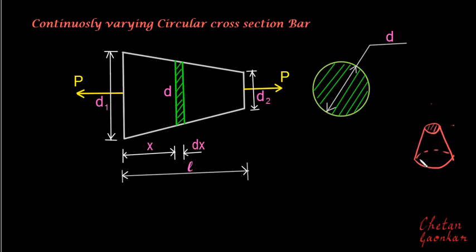So let this diameter be D1 and let this diameter be D2, and its two-dimensional view will be somewhat like this, and its side view will be somewhat like this. This is the cross section of this D. Now the procedure will be exactly the same as the way we did in the last derivation. Basically again we'll be considering one small element here of length dx at a distance x from the free end.